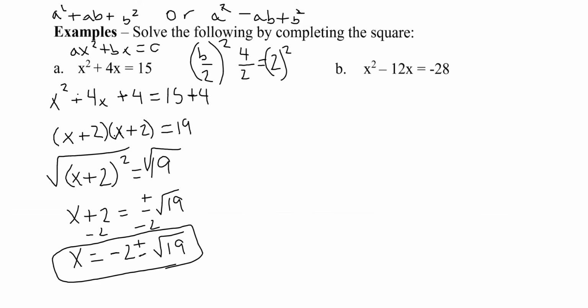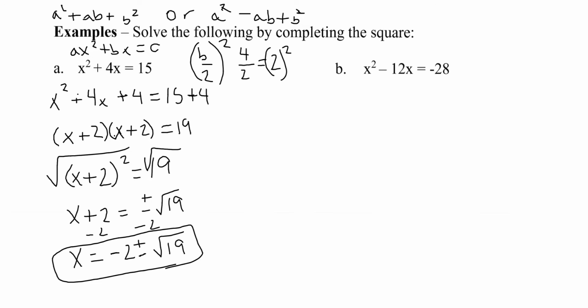The key to this is remembering to take that middle term, halve it, and then square what you get when you divide it by 2. All right, so for b, again, it's already in the form of ax squared plus bx equals c. So they move the c term over to the other side.